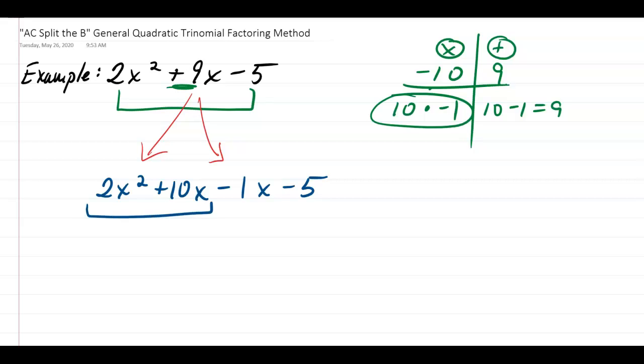Now we'll do some grouping on the 2x squared plus 10x and on the negative x minus 5. And again, at this point, we look for GCFs. And in this first group, the GCF is 2x.